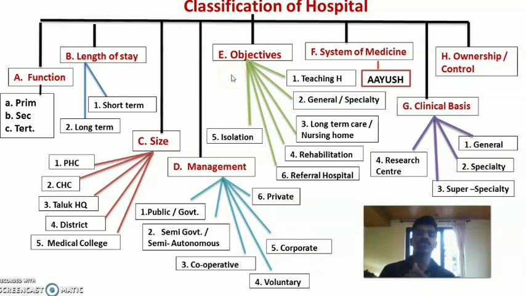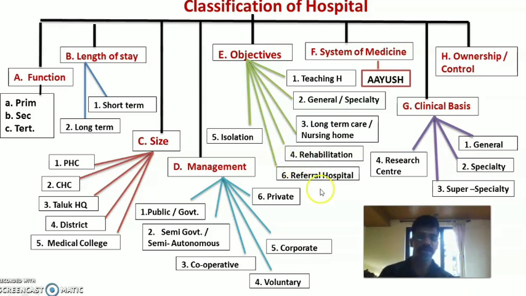Then according to objectives of rendering services by the hospital, we can classify the hospital as teaching hospitals, like a medical college, which is a teaching hospital. Then general hospital or specialty hospital. General hospital renders only general services. So it is a short-term hospital that gives general services, but specialty hospital renders only specialty services like TB hospital, cancer hospital, pediatric hospital, etc. Then the third classification according to objective is long-term care hospital, that is nursing home. We already said here long-term and short-term. So long-term care hospitals or nursing homes serve the chronic patients. Then rehabilitation hospital to run the rehabilitation program.